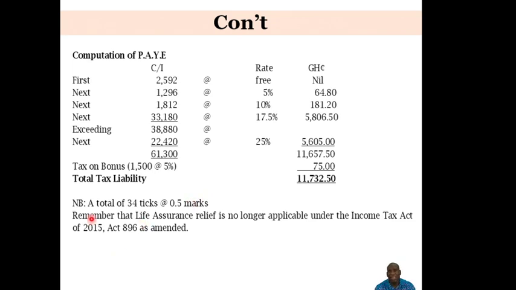They gave 34 ticks, at 0.5 each. Remember, life assurance claim is no longer applicable under the Income Tax Act of 2015, Act 896. So we don't bring that one at all in the reliefs.